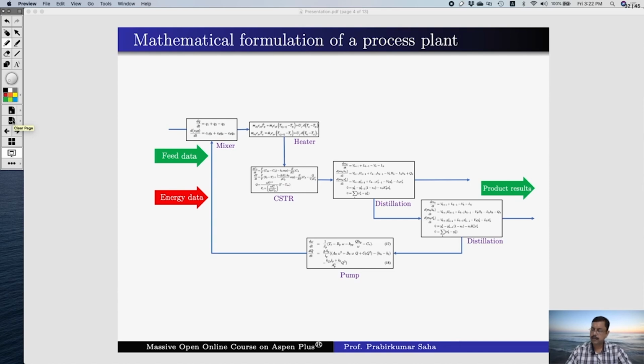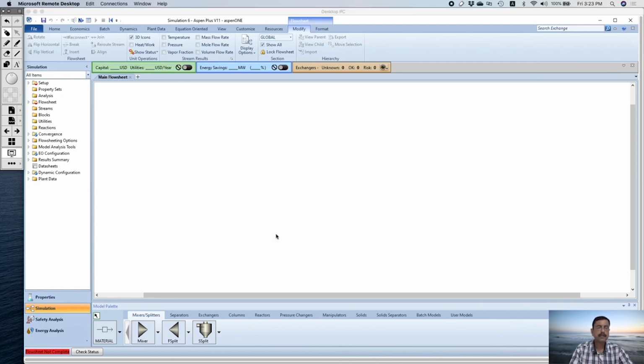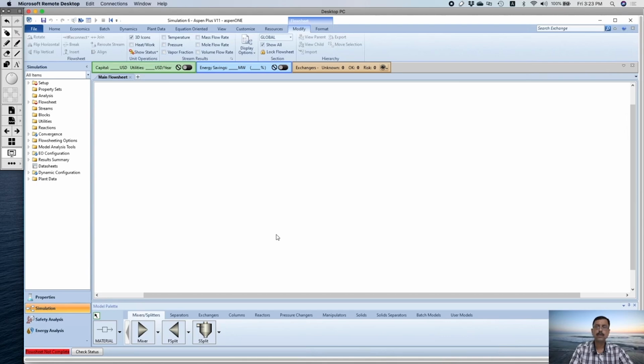Now the question is, is there any other option for easy handling of these equations? The answer is yes. Aspen Plus does it. How? You take the example of this. This is the Aspen Plus window. We will go into the details of window later. We will learn it later in detail, but I will show how it is done. At the bottom, you can see the model palette.